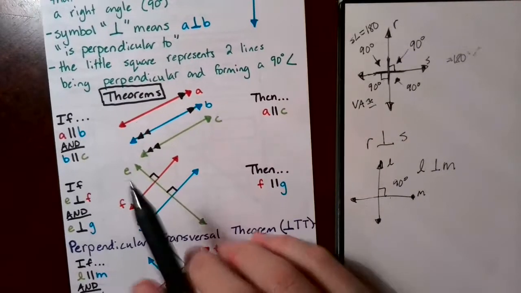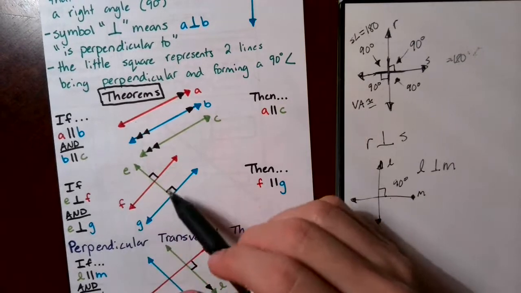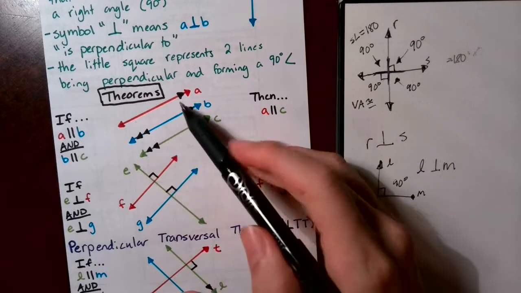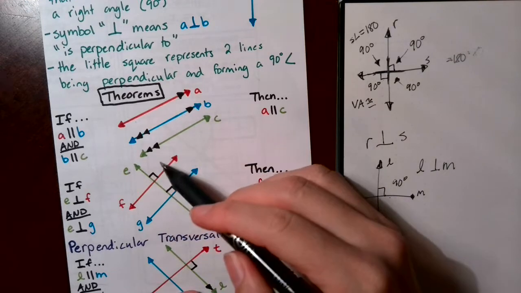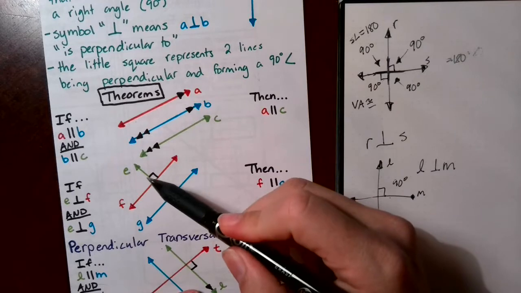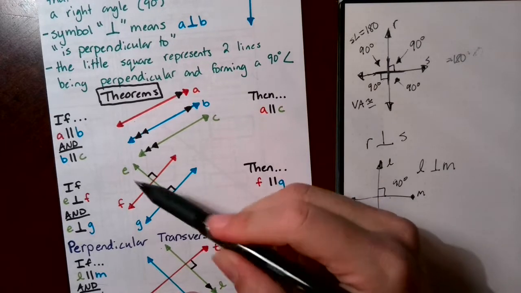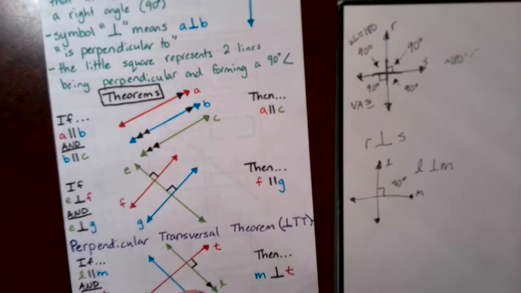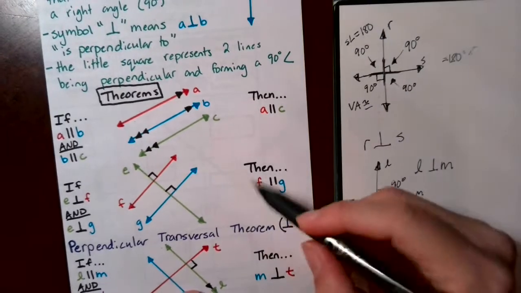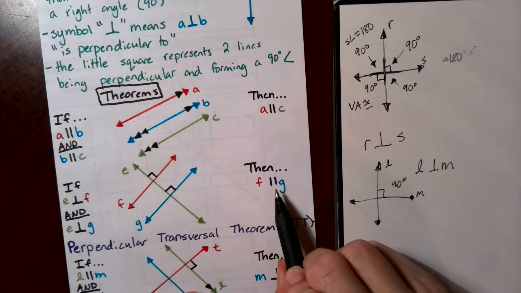This next one: if E is perpendicular to F, and we can see that because of the box. Up here, the arrows told us they were parallel. Right here, the box tells us that they are perpendicular. So if E is perpendicular to F and E is perpendicular to G, meaning that both of these are perpendicular, then F is parallel to G.